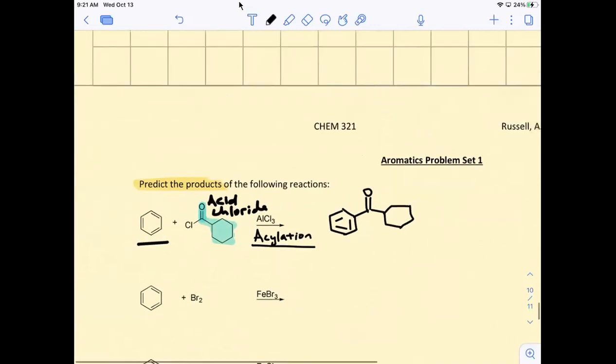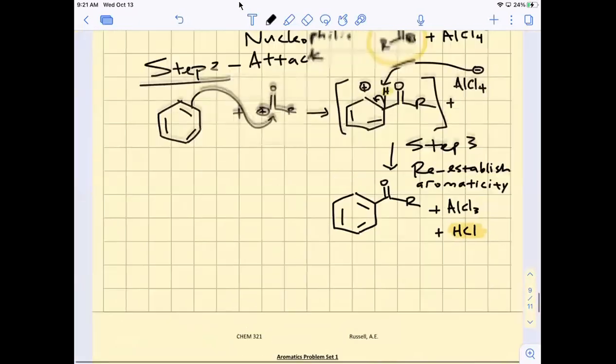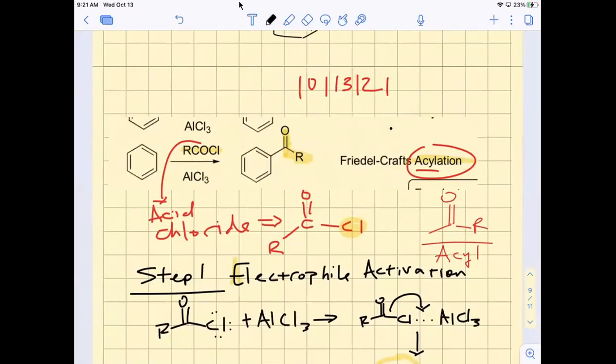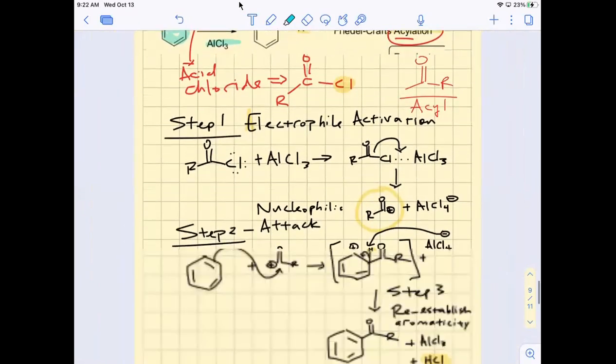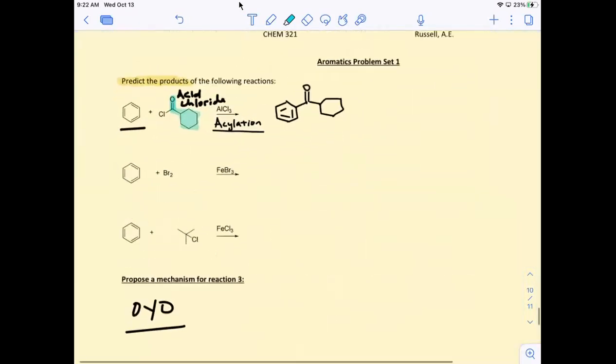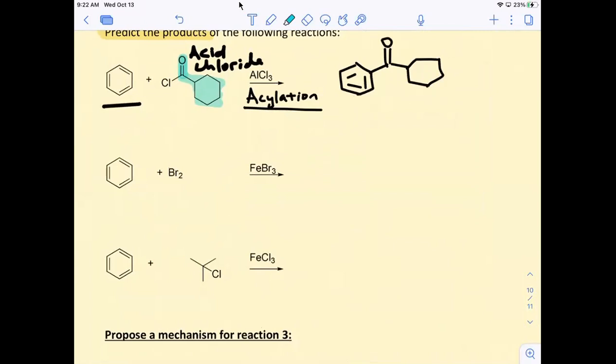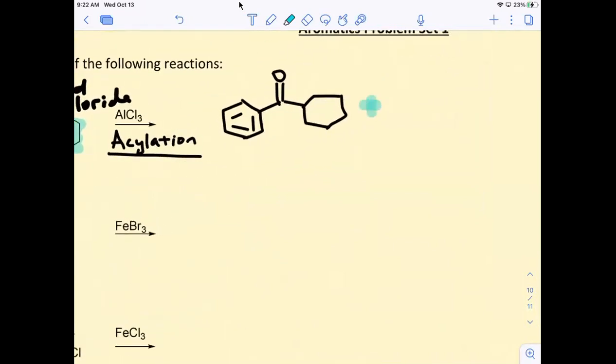If I'm doing an acylation, just like we showed up top, you start with an aromatic ring, an acid chloride and an aluminum catalyst. Whatever is attached to that acid chloride ends up on the ring, sans the chlorine, so you don't put that on there. And then it would be the catalyst again, plus HCl.